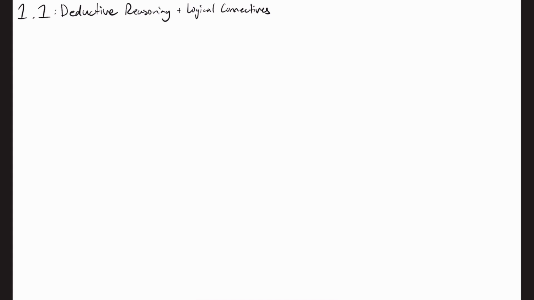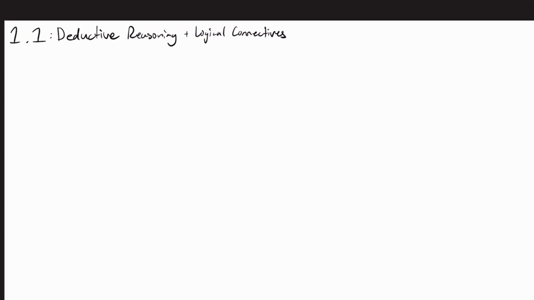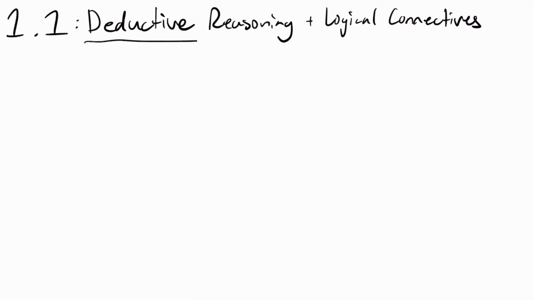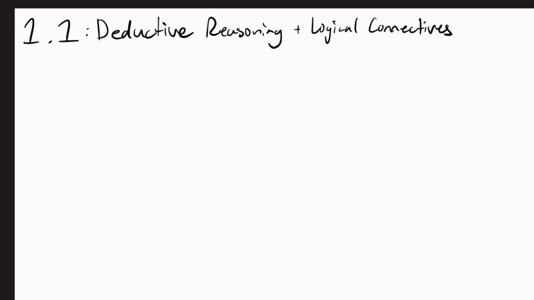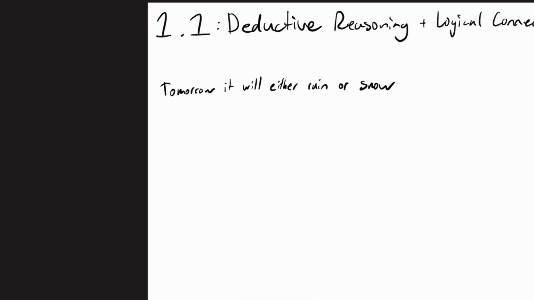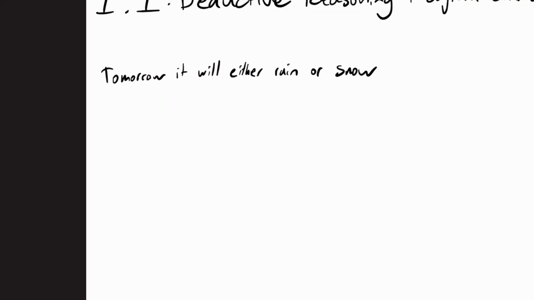So first up, we have 1.1. And we first have to figure out what deductive reasoning is exactly. Deductive reasoning, you've definitely used a lot in your life. It goes a lot like this. Let's say tomorrow it will either rain or snow, right? And so this is our first statement.